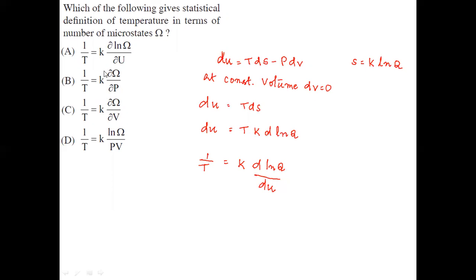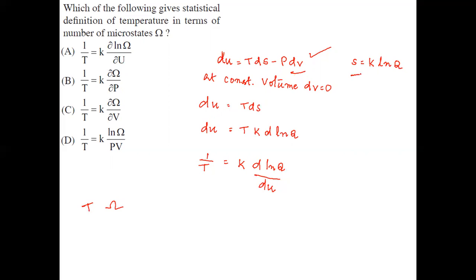In this problem, we need to find the relation between temperature and the number of microstates. Which of the following gives a statistical definition of temperature in terms of the number of microstates? The relation which relates the temperature and number of microstates. For that, we have to start with the change in energy is equal to TdS minus PdV. At constant volume, this term will become 0. dU is equal to TdS.